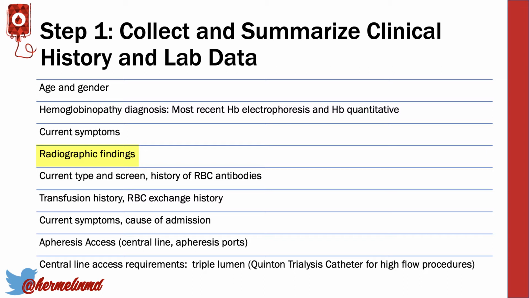Then I want you to investigate, does this patient have a current type and screen? And does this patient have any history of other red blood cell antibodies? Also, check at that time the CBC, particularly the hemoglobin and the hematocrit. Start to investigate the patient's recent transfusion history and find out if this patient receives chronic red cell exchange procedures, and when was the last time that patient did have one.